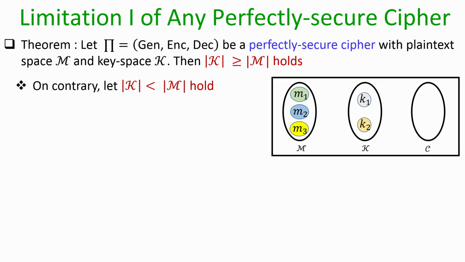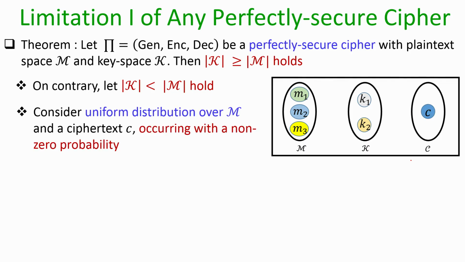The proof is going to be by contradiction. So, on the contrary, imagine that even though my scheme is perfectly secure, my key space is less than my message space. That means the number of candidate keys is less than the number of candidate plain texts. And for demonstration, here is an example. I am assuming that my candidate plain text space consists of 3 plain texts and my candidate key space consists of 2 possible keys.